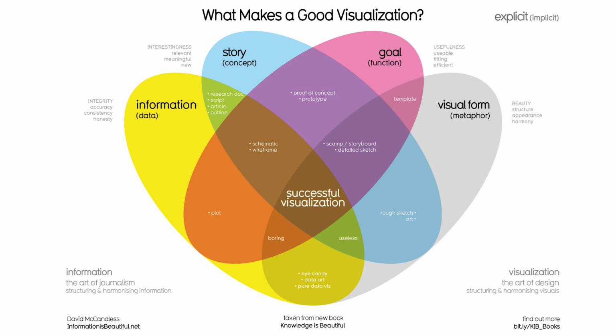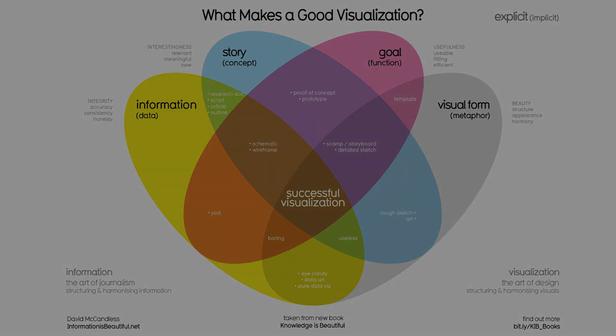So I love this visualization that shows all of the different parts that come together to create a good data visualization. So here we see information, story, the goal, and visual metaphor all kind of coming together to create a very successful visualization. And this is from the book Knowledge is Beautiful. And you can really see this coming together of information, visualization, and design, journalism, and libraries really are at the heart of that here as well.